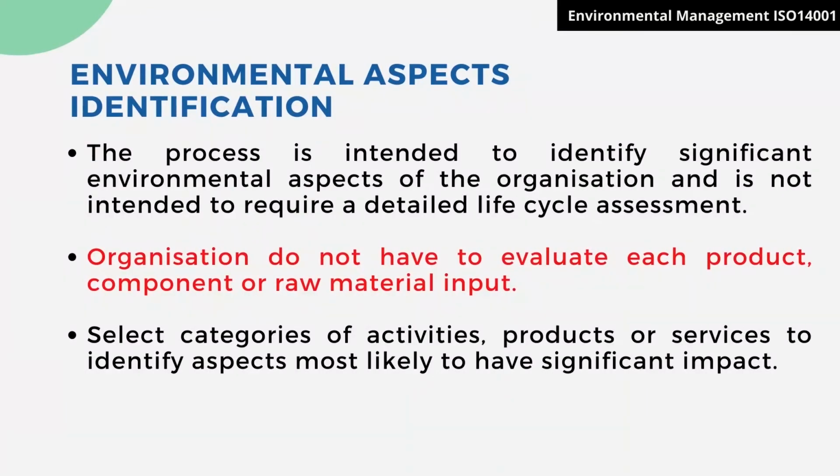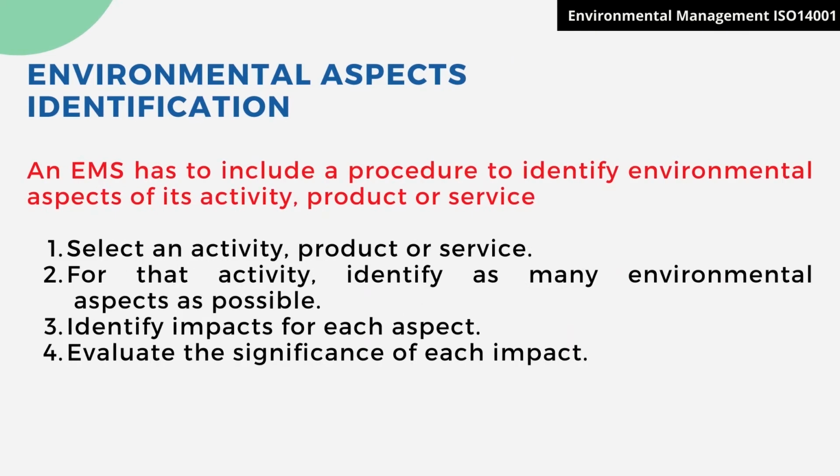The process is intended to identify significant environmental aspects of the organization and is not intended to require a detailed life cycle assessment. Organizations do not have to evaluate each product, component or raw material input. Select categories of activities, products or services to identify aspects most likely to have significant impact. An EMS has to include a procedure to identify environmental aspects of its activity, product or service.